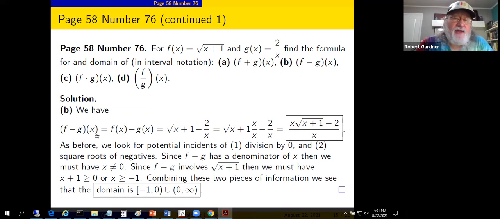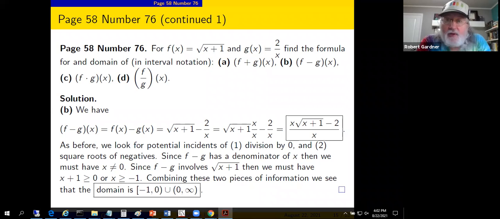f minus g of x, take the difference, substitute in, get a common denominator. Same thing we just did, except now there's a negative sign there. It cascaded through the computation from here. As before, what's your problem? Square roots of negatives, producing this condition, and division by zero, producing this condition. These are the same conditions we had previously, and we get the same domain as before.